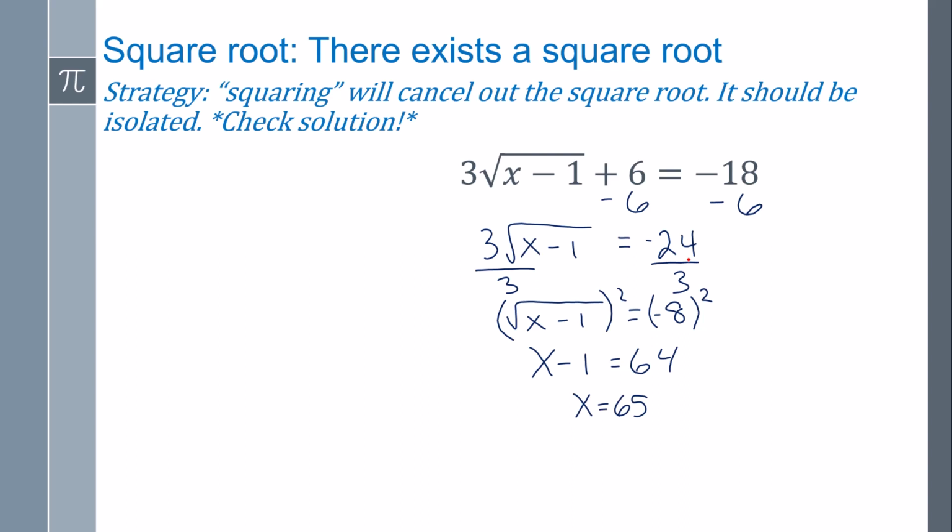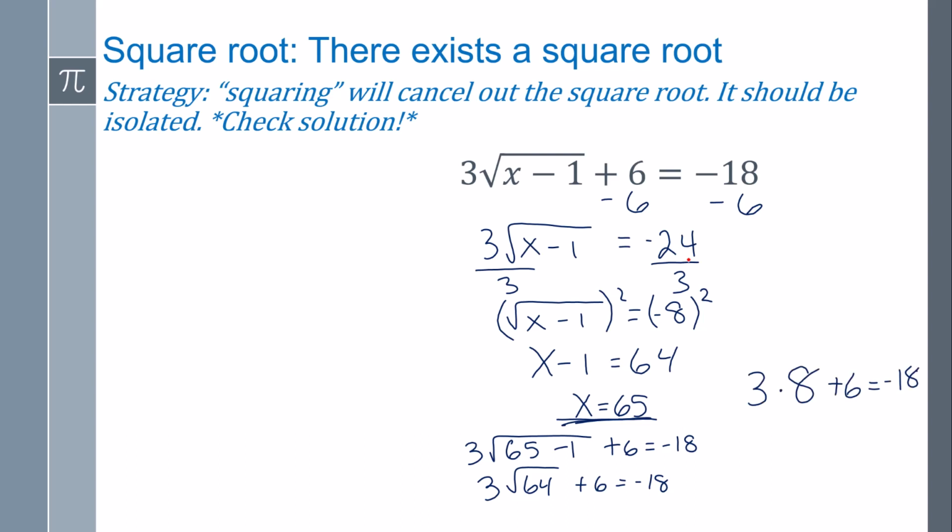Now let's check our solution. If I plug this back in, 3 times the square root of 65 plus 1, we know that that's the square root of 64, and I still have that plus 6. Square root of 64 is 8. 3 times 8 is 24. 24 plus 6 does not equal negative 18.